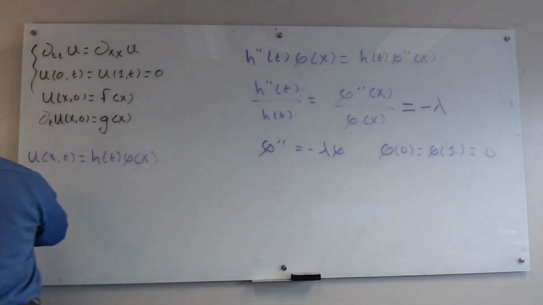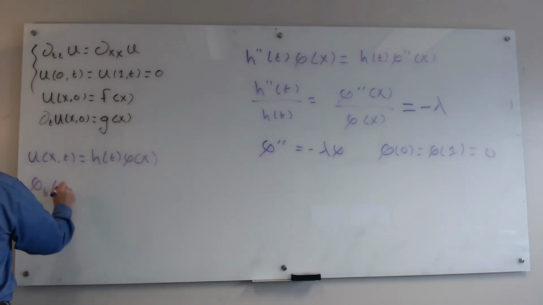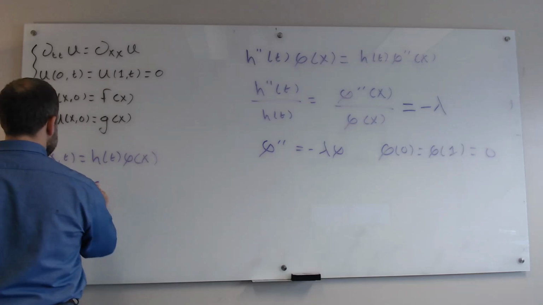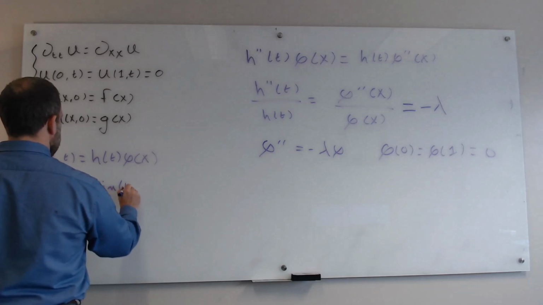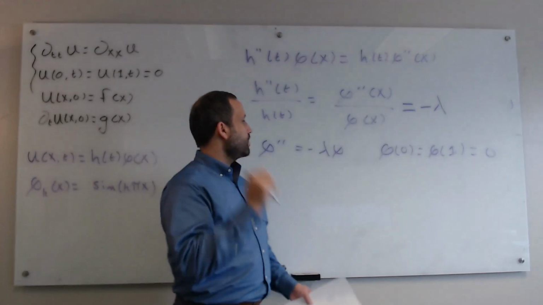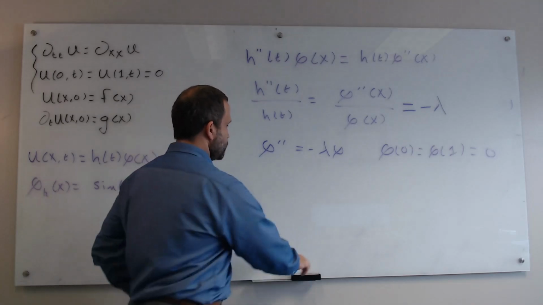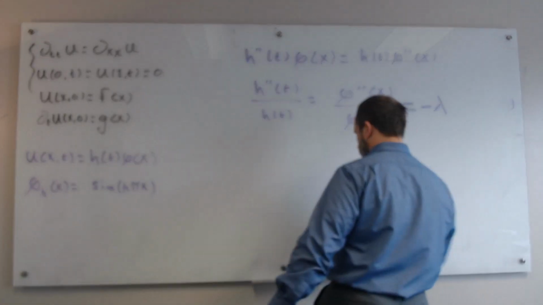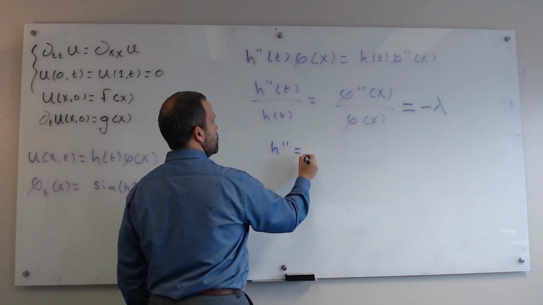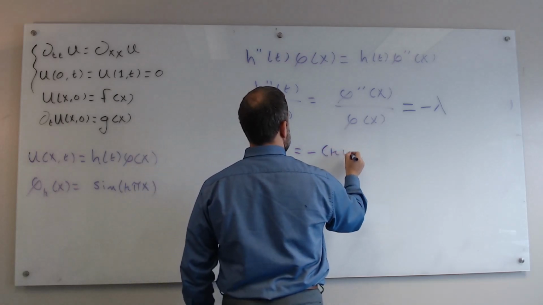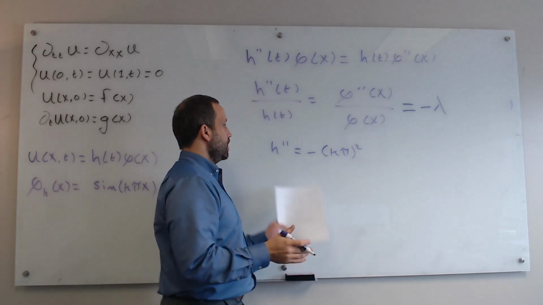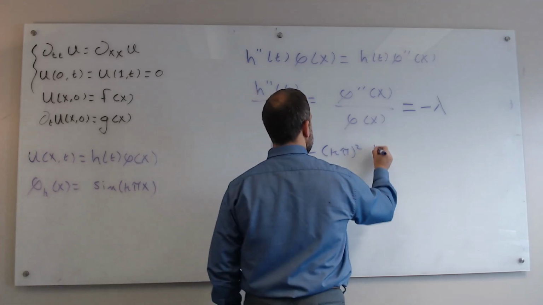So I know now that phi_k of x, like the first heat equation that we looked at, is going to be equal to sine of k pi x. So now I'm going to look at the h equation. What am I going to get for the h equation? Well, h double prime is equal to minus lambda h, where lambda is k pi squared. All of this is from the video on the heat equation. h double prime is equal to minus k pi squared times h.